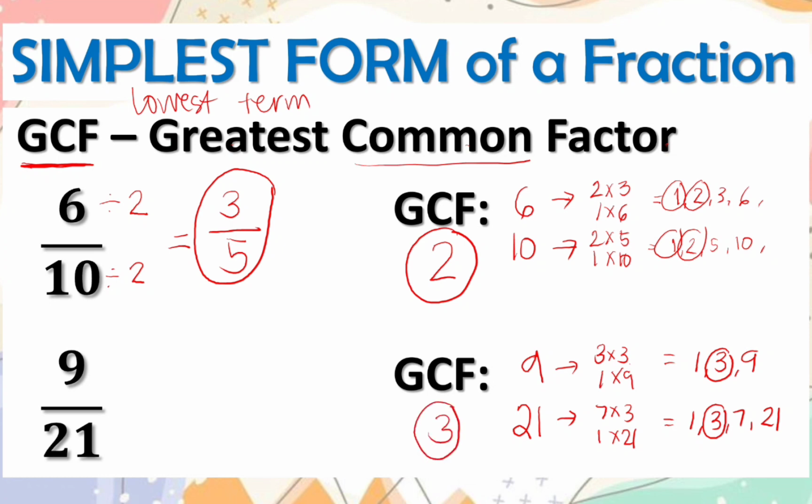So, again, our GCF will be divided to our numerator and the denominator for us to get the simplest form of the given fraction. So, let's go back to our example. Kanina, ang example natin is 9 over 21. So, para makuha natin ang simplest form, we will divide the GCF sa 9 at saka sa 21. So, let us divide our GCF, which is 3. 9 divided by 3, that is 3. 21 divided by 3, that is 7. So, the lowest term of 9 over 21 is 3 over 7.